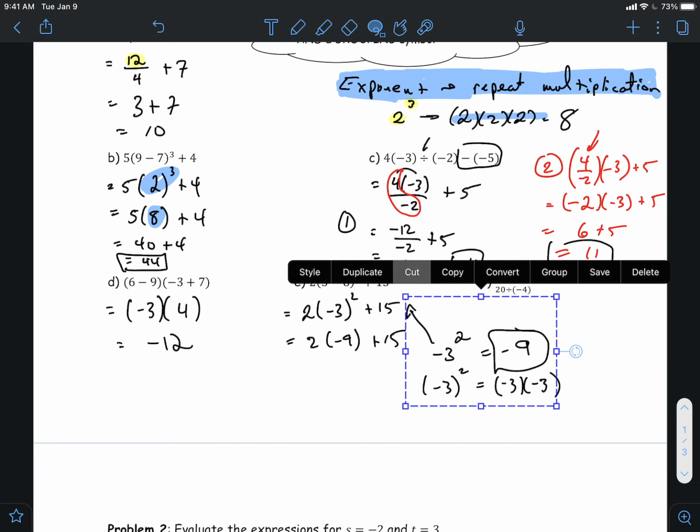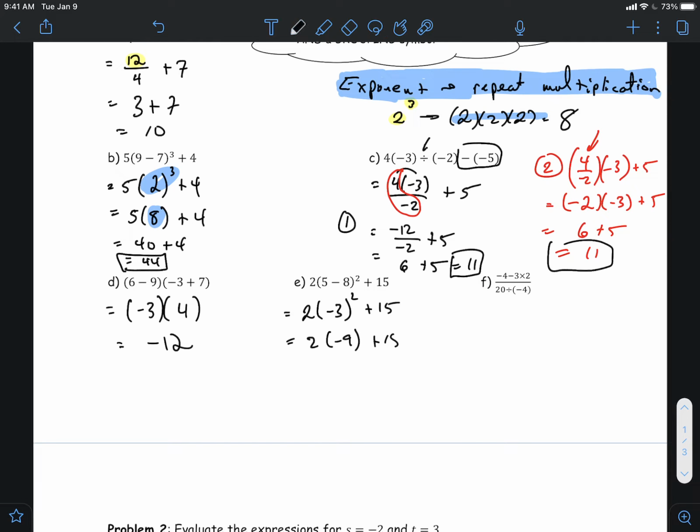So Mr. Poling has a good line of questions. Okay, so what are we going to get here? We're going to get 2 times negative 3 squared, which is 9, plus 15. 2 times 9 will be 18. Add on the 15. What are we going to get? We get 33. Are we happy?